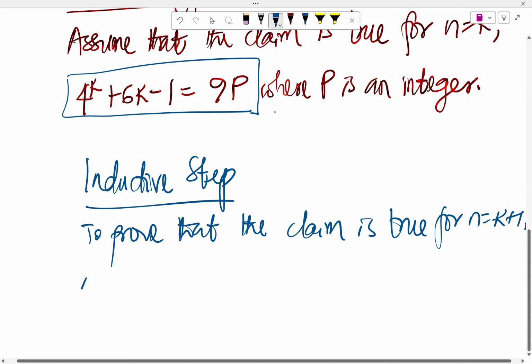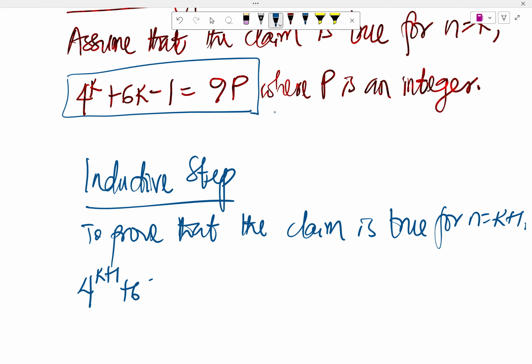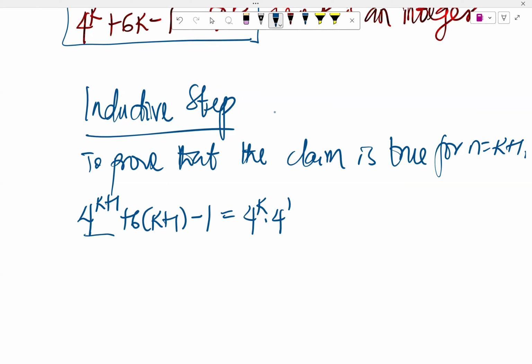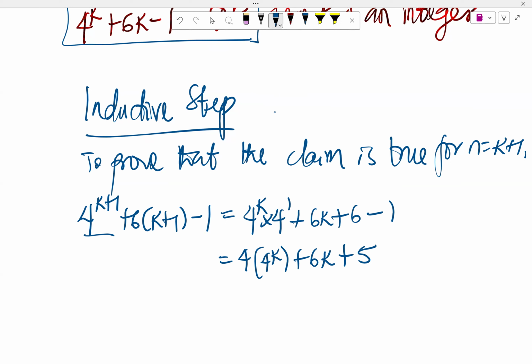So that means we have 4 raised power k plus 1 plus 6 into k plus 1 minus 1. And that is equal to 4 raised power k times 4 raised power 1, from indices, plus 6k plus 6 minus 1. So this is 4 into 4 raised power k plus 6k plus 5, since 6 minus 1 is 5. At this stage it's very critical what you do, because you can go some ways and it won't be obvious that your expression is divisible by 9. So you have to be very smart about this.